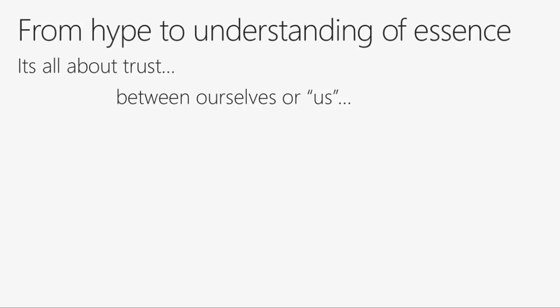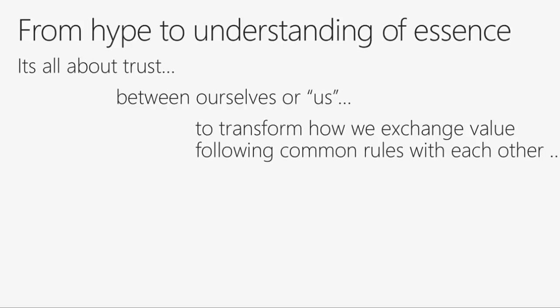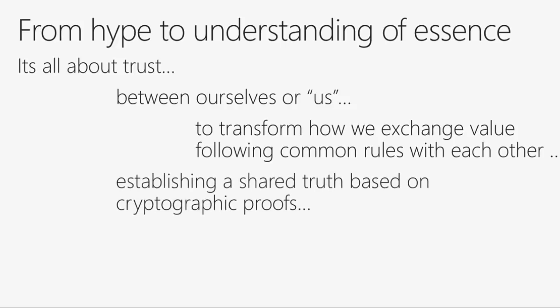So it's trust between ourselves, or us. So we start to think outside of ecosystems as I'm a participant of this, and it becomes this we concept. Sometimes we call these consortiums. So us and we. So it's about trust between ourselves to transform how we exchange value with each other. And we follow common rules. So that sounds kind of, okay, what's the big deal there? We change the way we exchange value.